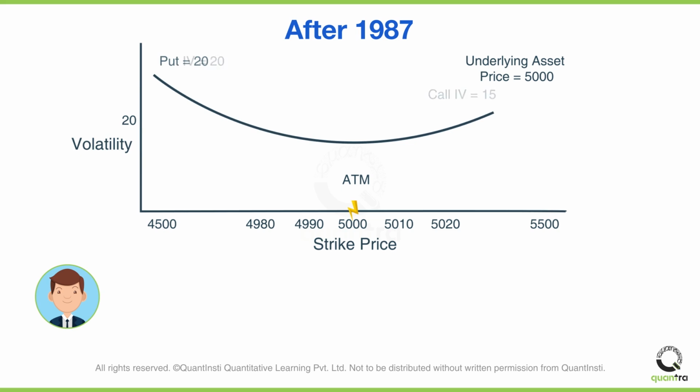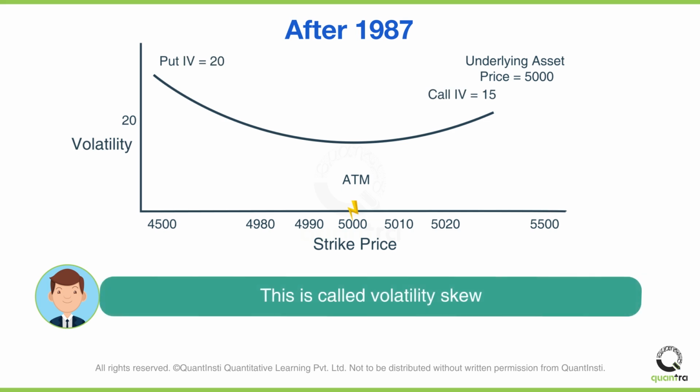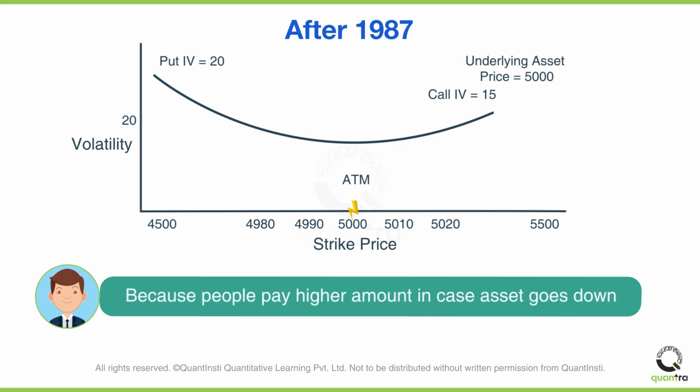A curious effect is that for equities, the call IV for OTM options is less than the put IV of OTM options. Here, the curve is skewed on one side, leading to the name volatility skew. In equities, the put IV is usually higher than the call IV. This is because traders assume there is a higher chance of the equity asset going down than going up by the same magnitude. And so they pay a higher premium for puts.